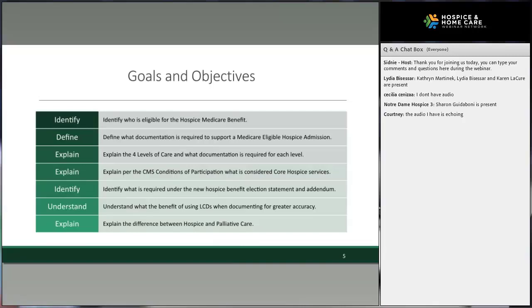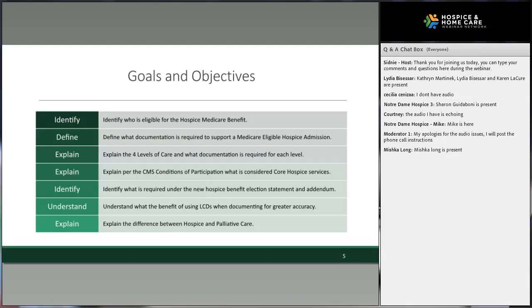So our goals and objectives for today: we're going to help you identify who is eligible for the hospice Medicare benefit. We're going to define what documentation is required to support that Medicare-eligible hospice admission. We will explain the 4 levels of care and what documentation is required, and explain, for the CMS conditions of participation, what is considered hospice core services.